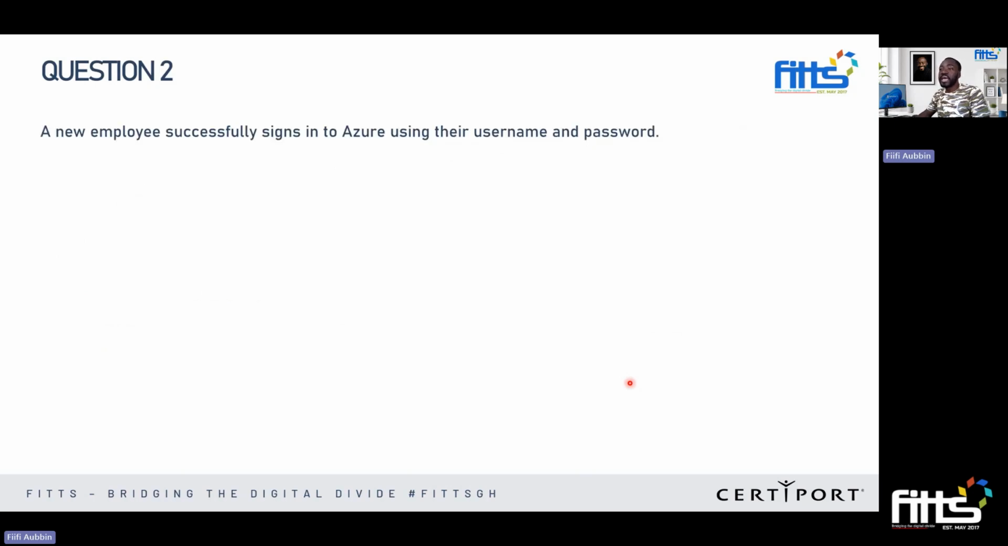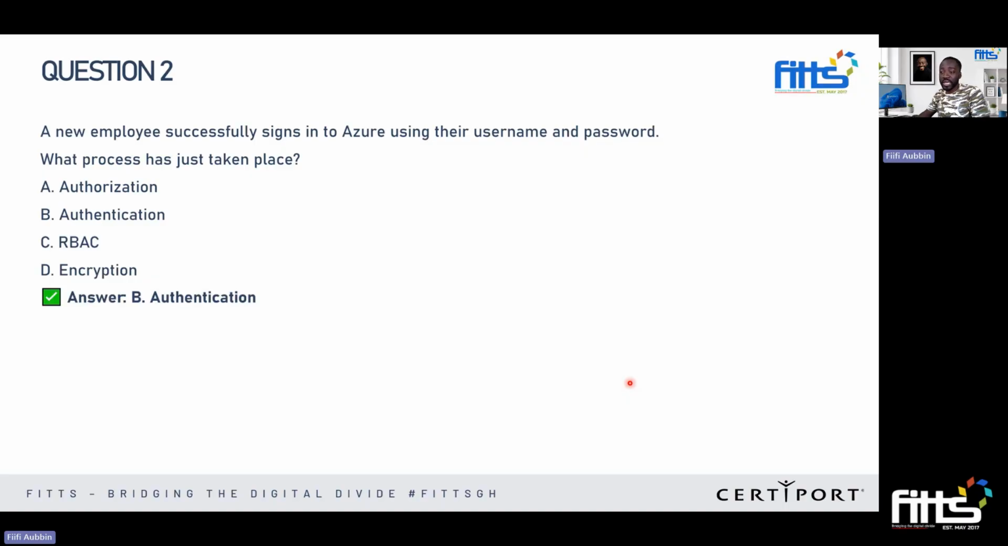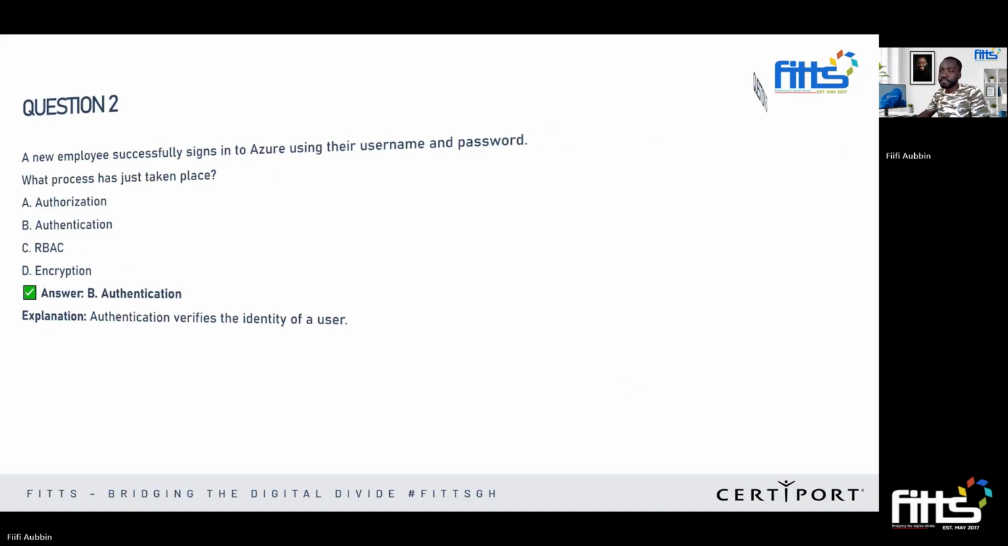Question number 2. A new employee successfully signs into Azure using their username and password. What process has just taken place? Is it authorization? Is it authentication? Is it RBAC? Is it encryption? So if you followed through and paid attention, you should know that the answer is authentication. And the reason being that authentication verifies the identity of a user.